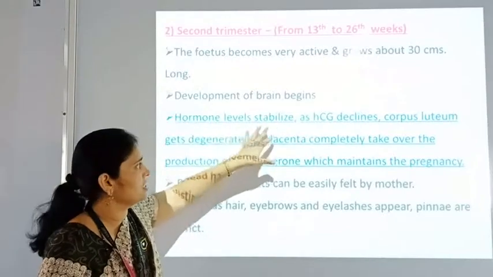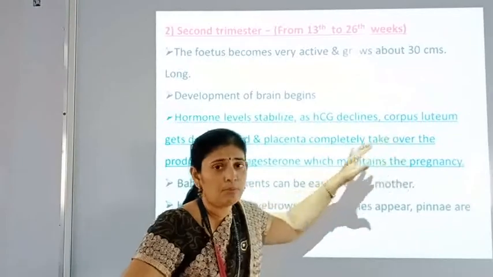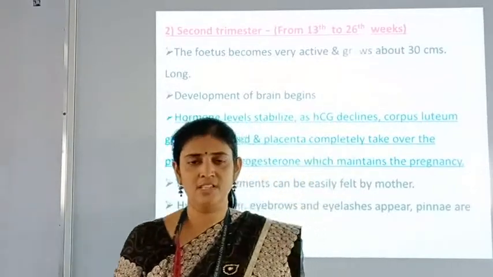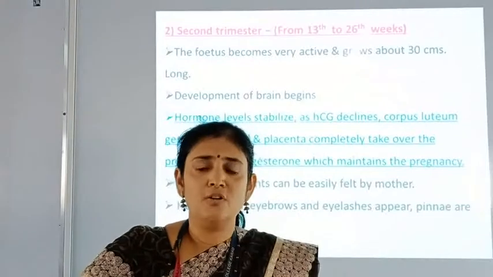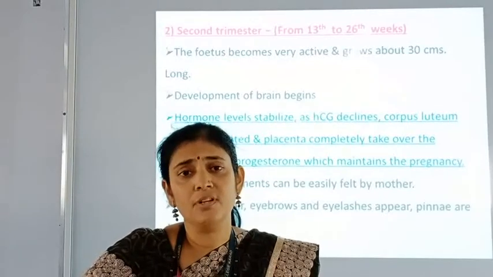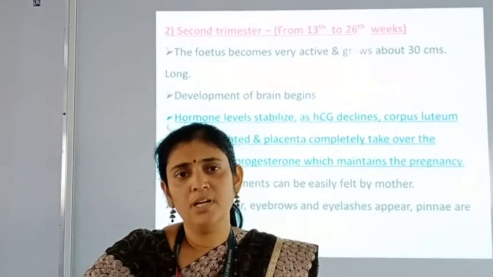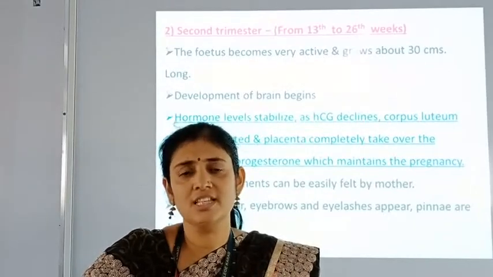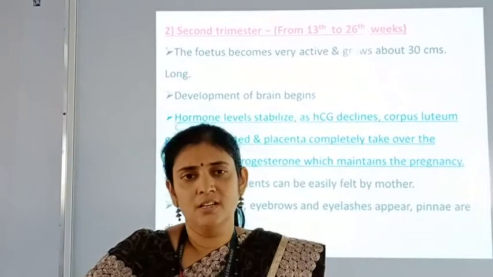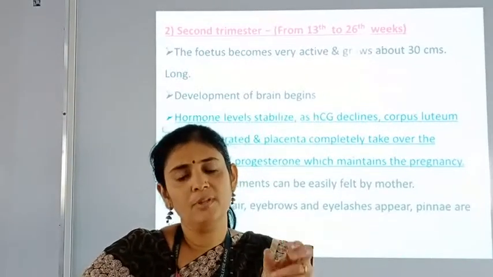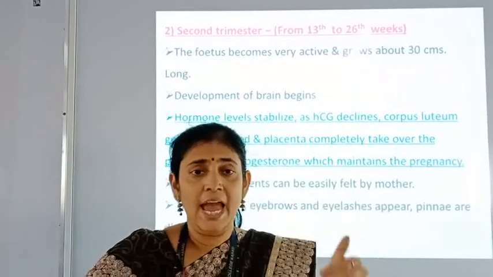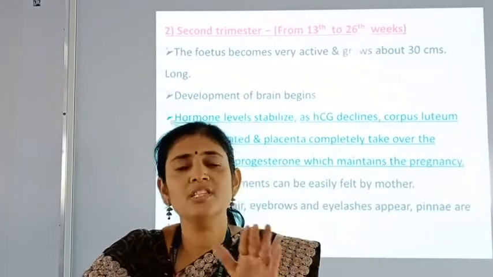the hormone levels stabilize and HCG declines. The corpus luteum is degenerating and the placenta completely takes over the secretion of progesterone, which maintains the pregnancy. So during this second trimester, the level of HCG, human chorionic gonadotropin, which is secreted after fertilization in the female body, up to 3 months is secreted for the maintenance of the corpus luteum. But after the completion of 3 months, the placenta is developed between the fetus and the mother's uterus. So the HCG secretion goes on decreasing, and due to this decrease, the corpus luteum is degenerating.